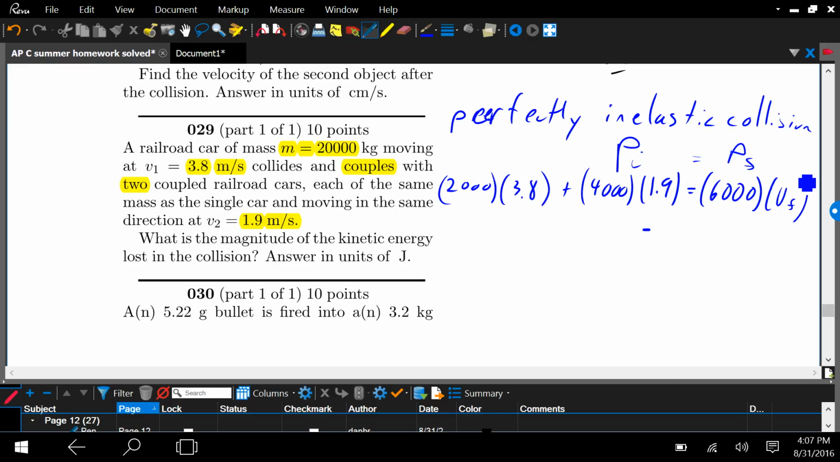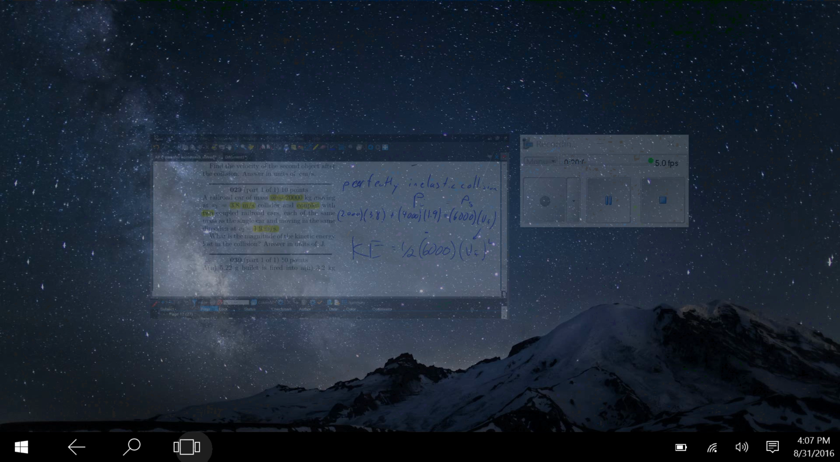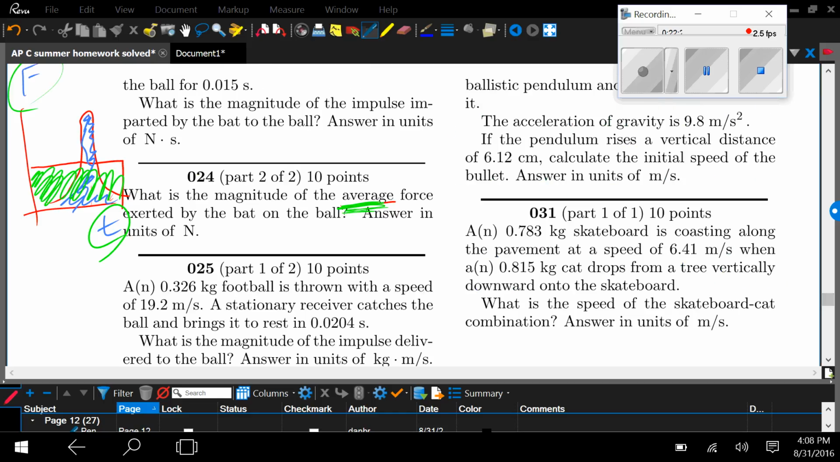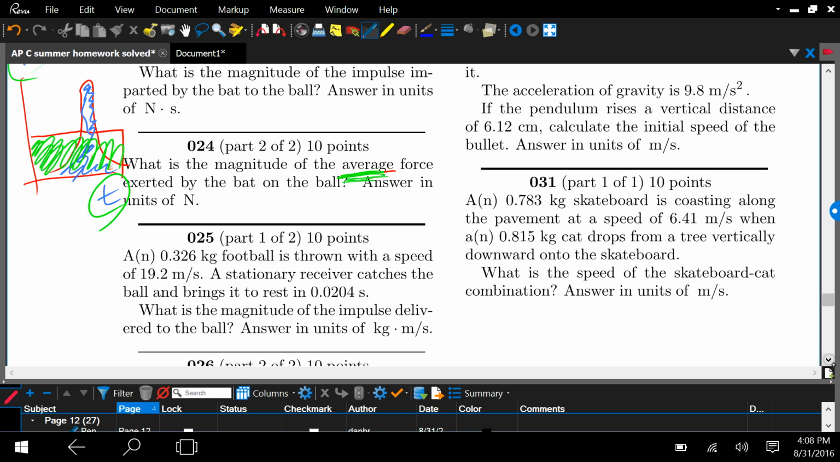Then we're going to plug that into, hey, what is their kinetic energy? That's going to be 1/2 times 6,000. We're using the 6,000 kilogram mass because it's after the collision, times our final velocity. Find it there. And don't forget to square it, and that gives their kinetic energy. We're going to skip 30 as well. 30 is a more complicated example again. It's called a ballistic pendulum. We'll actually do it in class later, but we're not going to do it on the homework today.